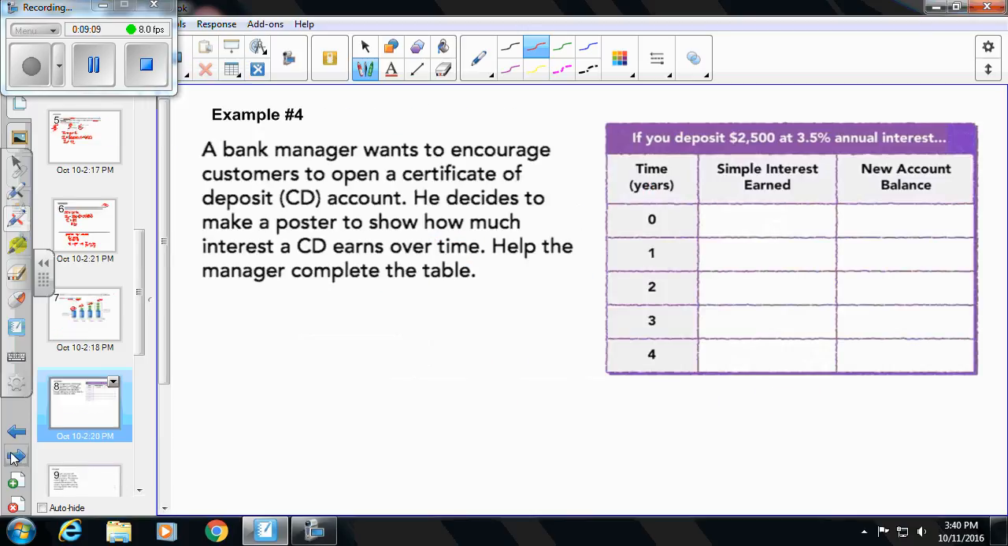So we have a bank manager who wants to encourage customers to open a certificate of deposit account, also known as a CD. He decides to make a poster to show how much interest a CD earns over time. Help the manager complete the table. So let's start with this. In 0 years, you've earned 0 interest. We deposited $2,500, so our account balance is still $2,500.